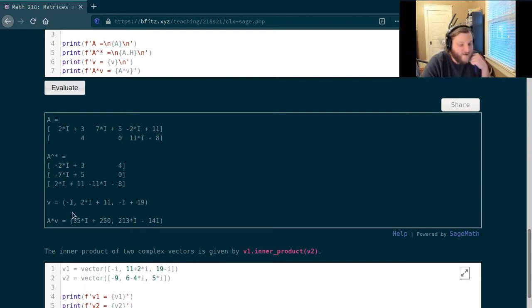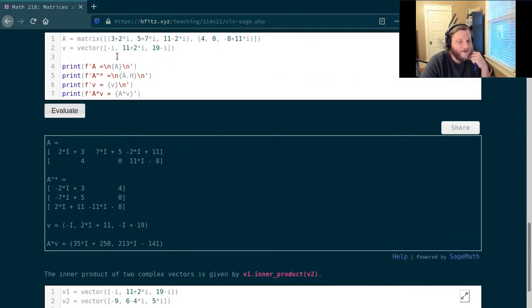I've also defined a complex vector here, the coordinates being negative i, 11 plus 2i, 19 minus i. That's the complex vector that I've defined. And then the code will also tell me what A multiplied by that vector is. In this case, we get a new complex vector, which is in C2, because our original matrix was 2 by 3, and the vector we're using comes from C3.